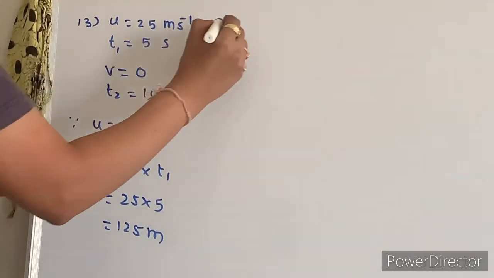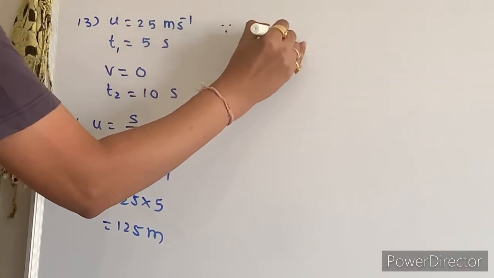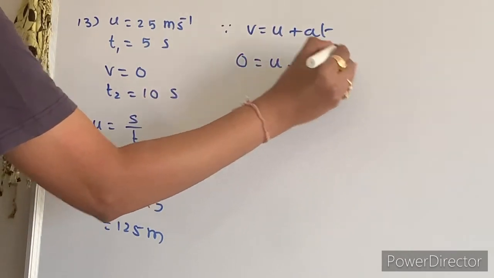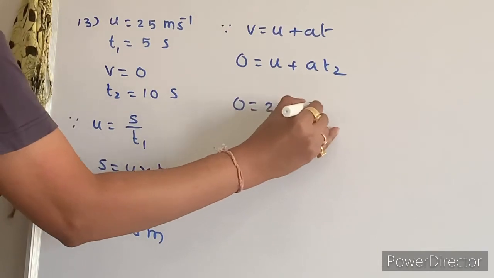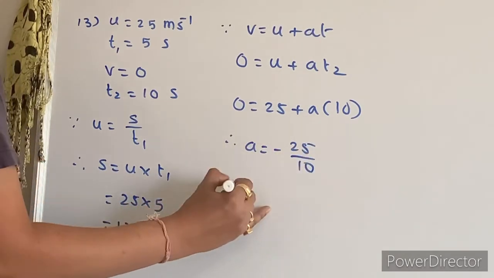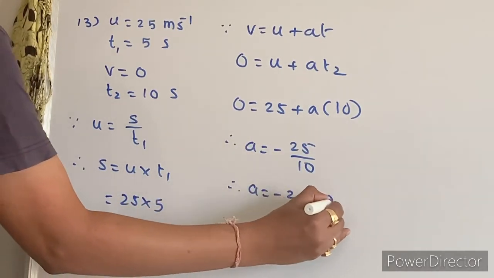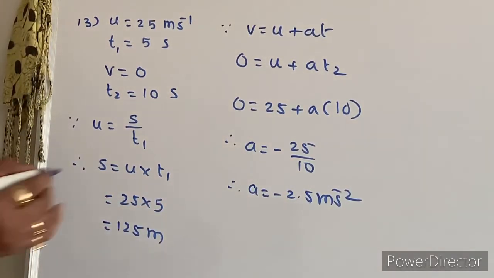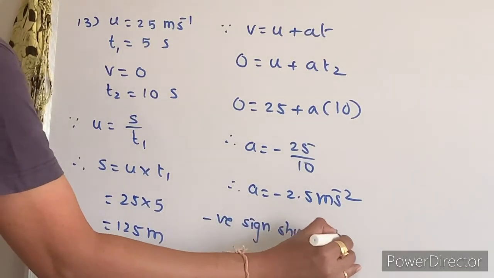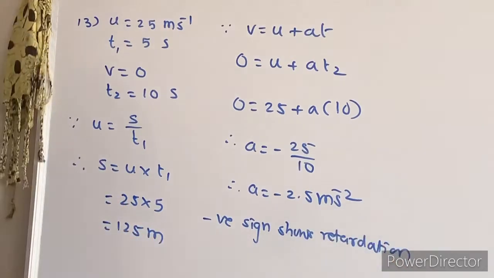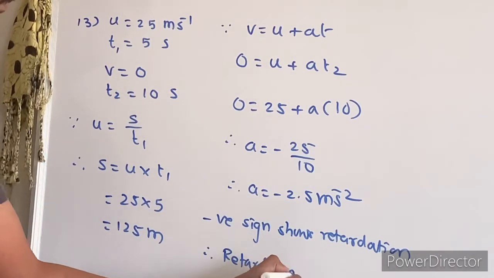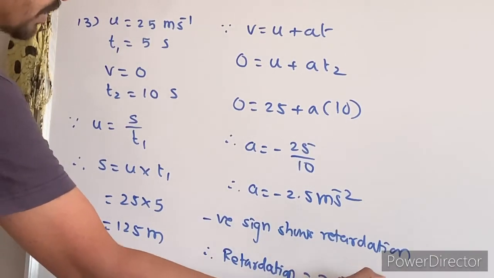For retardation, since we have v equal to u plus at, here v is 0, so 0 equals u plus a into T2. u is 25 plus a into T2, and T2 is 10. So a is equal to minus 25 by 10, which is minus 2.5 meter per second square. This is the acceleration. The negative sign shows retardation. Therefore, retardation is equal to 2.5 meter per second square.